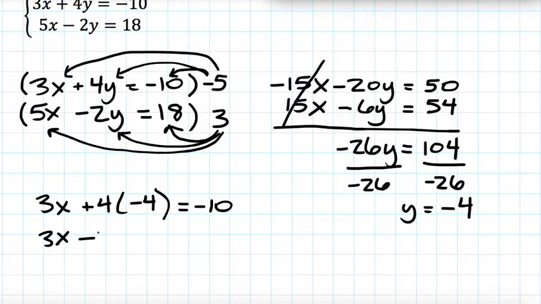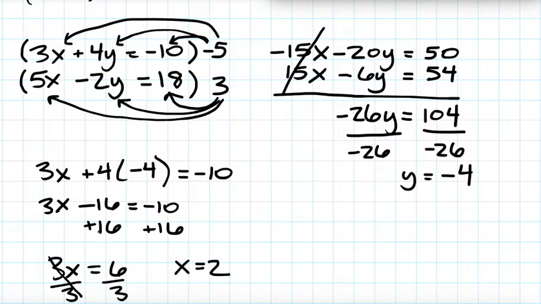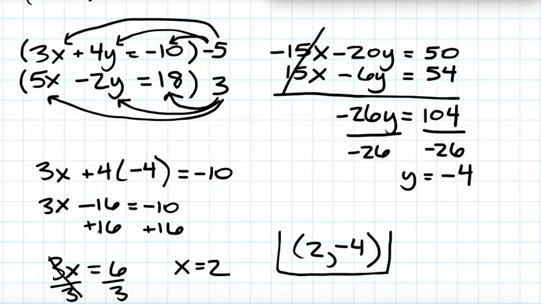So multiply 4 times negative 4, that's minus 16. Then I need to add 16 to both sides. Negative 10 plus 16 is going to be positive 6. And then lastly, divide both sides by 3. And I get x equals 2. So my answer that I would type into my math lab is 2 comma negative 4. Make sure you're putting x first and then y, and putting parentheses around the answer.